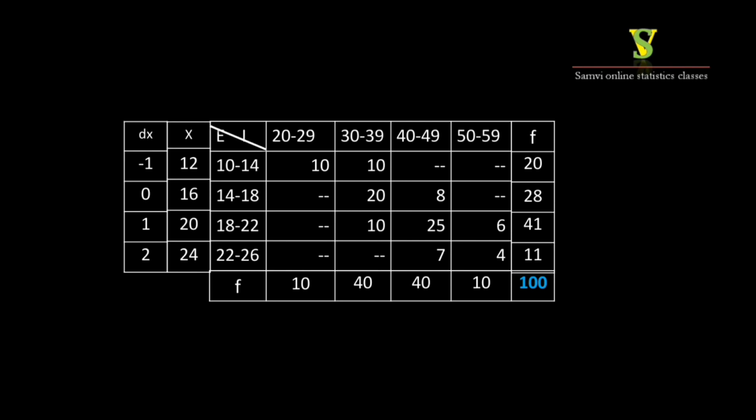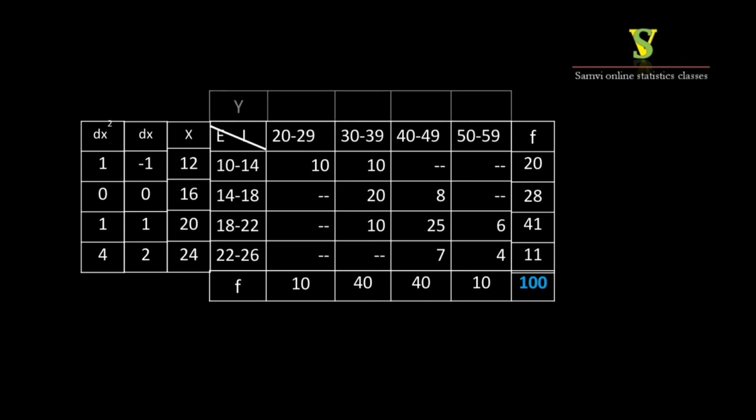Understood? So after dx you have to go for dx square. dx square means squaring the dx value. Here -1 square is 1, 0 square is 0, 1 square is 1, 2 square is 4. So you have to find out dx square. Once you have calculated x, dx and dx square, the next step is finding column wise, that is y, dy and dy square. The same procedure you have to apply here.